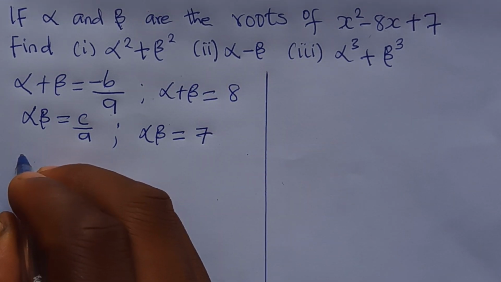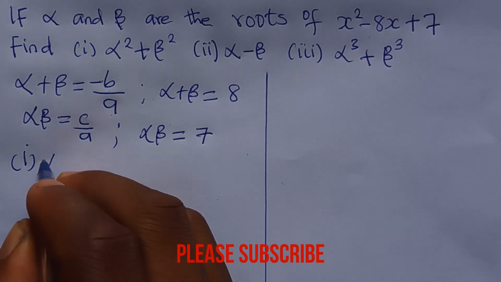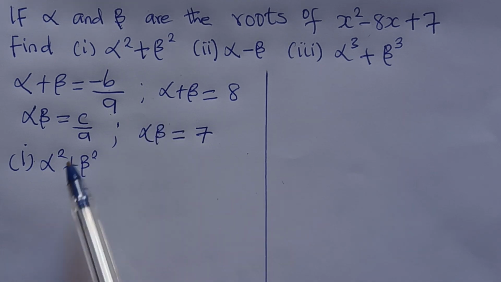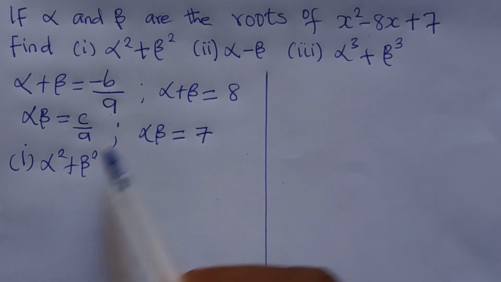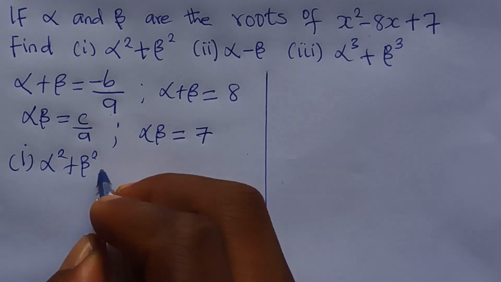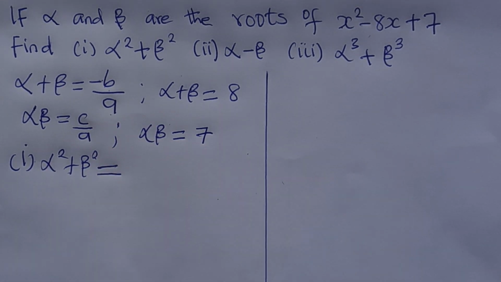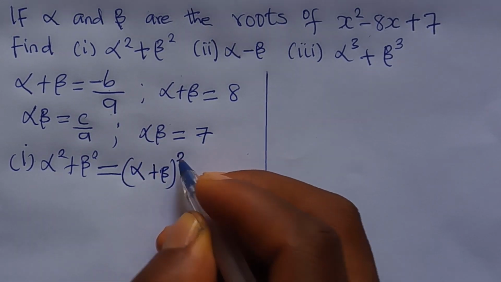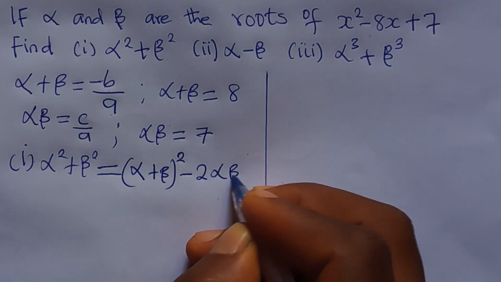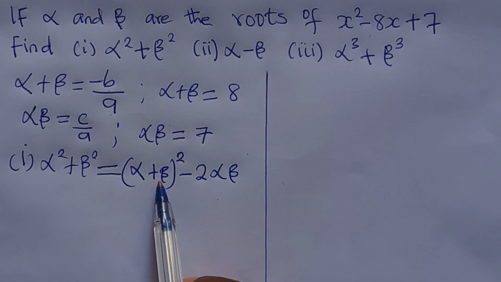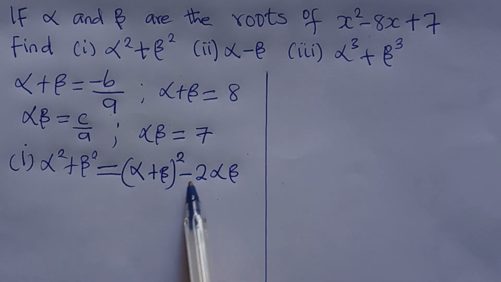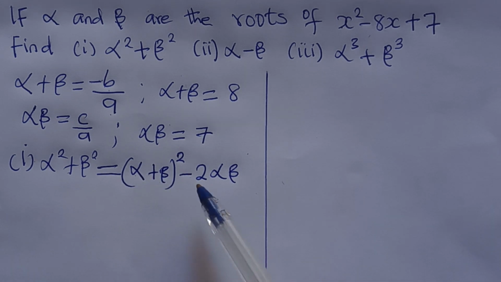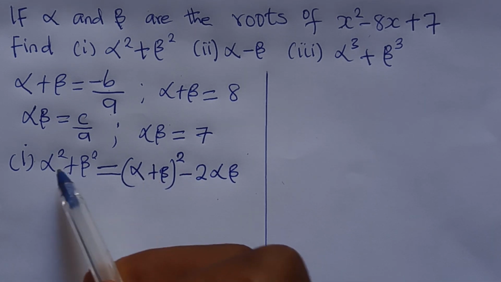Now from question number I, they said alpha squared plus beta squared. Now, we are going to look for a way that we can relate these two things. Don't forget that alpha squared plus beta squared is the same as saying alpha plus beta all squared minus 2 alpha beta. If you open this bracket, that is, if you say alpha plus beta, open another bracket, alpha plus beta, and you now use this bracket to multiply the second bracket, you find out that this whole thing will take you back to this place.